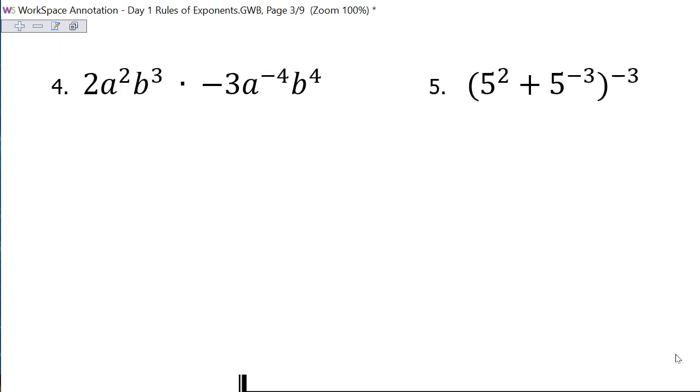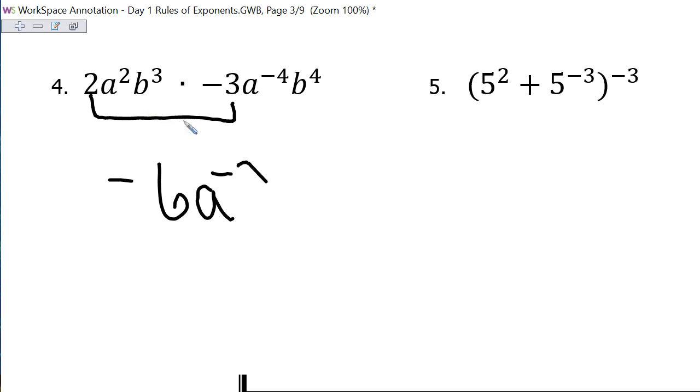Next one. We are multiplying, but this time we have coefficients. So make sure you multiply the coefficients first. So what's 2 times negative 3? Negative 6. And then when you're multiplying your variables, multiply in alphabetical order. So multiply the A's together, then multiply the B's together. So when the bases are the same, and you're multiplying, what do you do with these exponents? Add them. So it's 2 plus negative 4. Negative 2. And then for the B's, what is 3 plus 4? 7. So A to the negative 2, B to the 7.